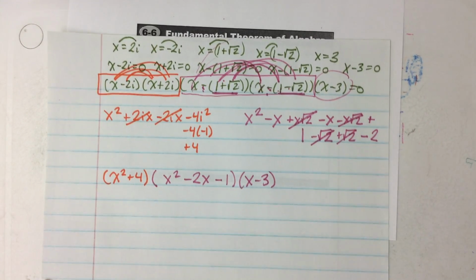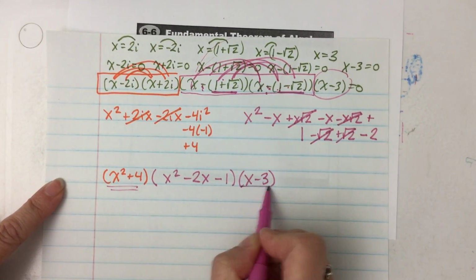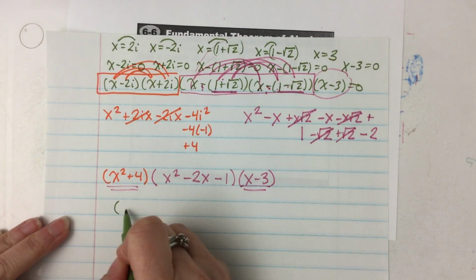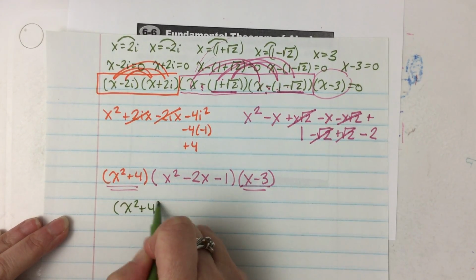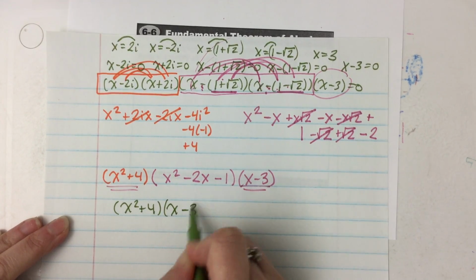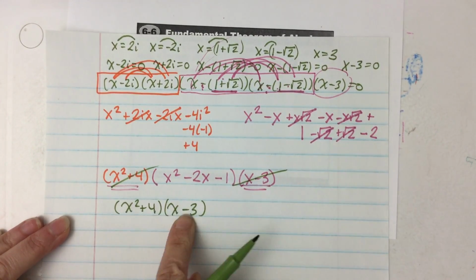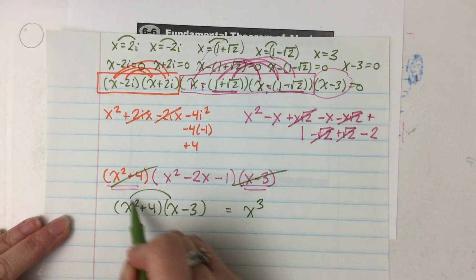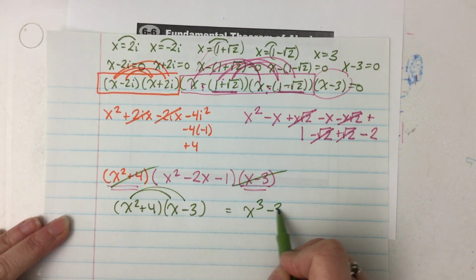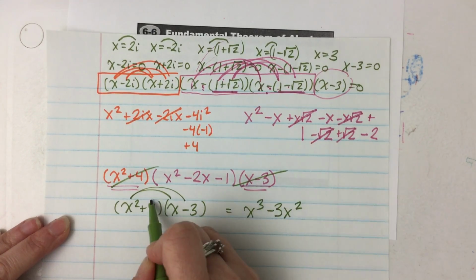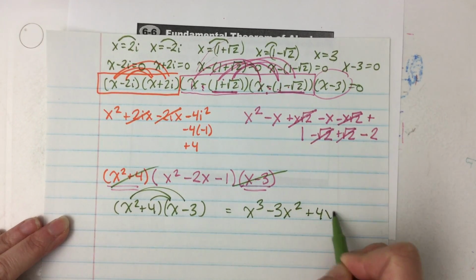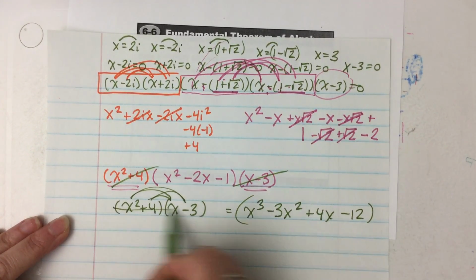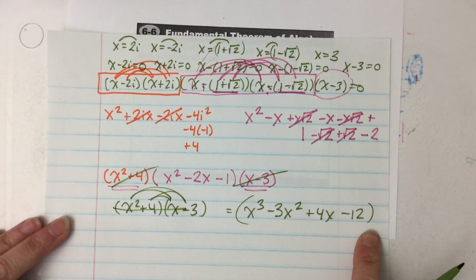Now you can multiply in any order you want. So when I see 2 terms by 2 terms, I instantly want to go ahead and FOIL those. So if I have x squared plus 4 and x minus 3, I'm going to multiply those together. X squared times x is x cubed. X squared times negative 3 is negative 3x squared. 4 times x is 4x. 4 times negative 3 is negative 12. So I multiplied those two together and I got this group.